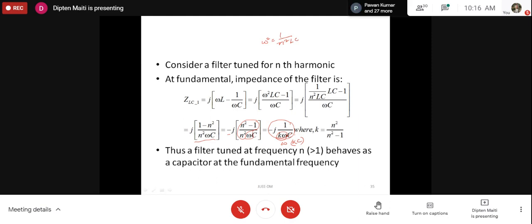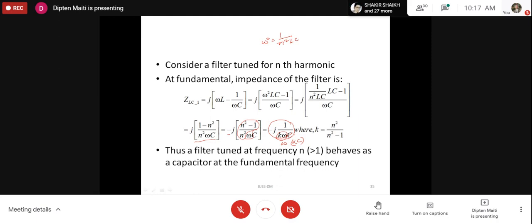The same thing happens here. If we use an LC filter here, which is tuned at n greater than, let's say, one, then for the fundamental it behaves like a capacitive impedance. That means it would be able to supply some reactive power, so there would be a power factor improvement in terms of the displacement factor.